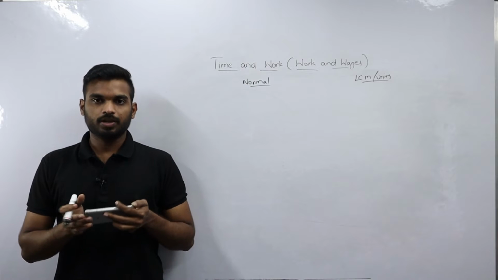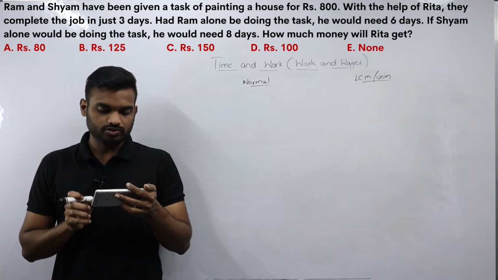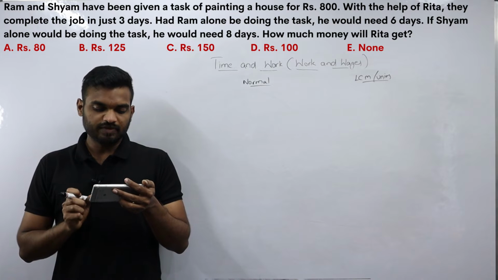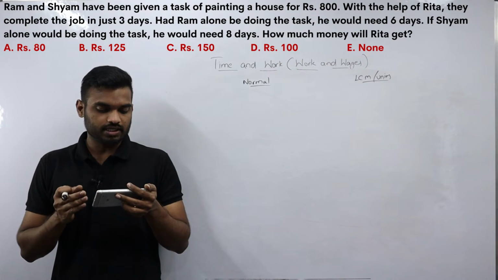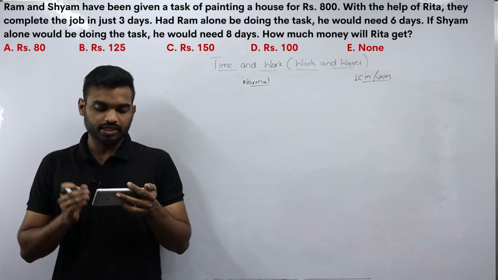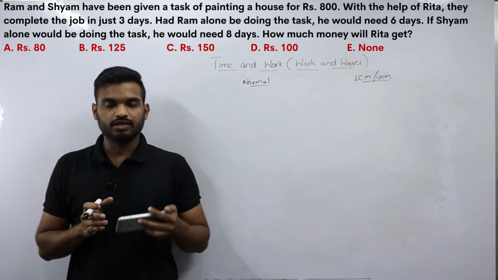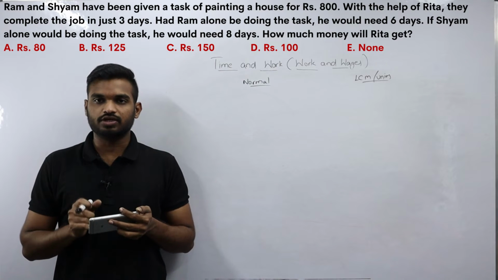Now let's see the third problem. They are saying that Ram and Shyam have been given a task of painting a house for 800 rupees. With the help of Rita, they completed the job in just 3 days. Had Ram alone been doing the task, he would have needed 6 days. If Shyam alone was doing the task, he would have needed 8 days. How much money will Rita get? So we need to find out what is the share of Rita in that 800 rupees.